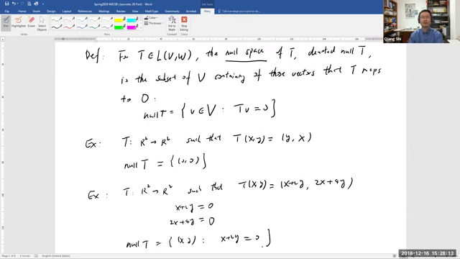And we're not saying this is equal to R2. That's not the case, because this is a straight line, right? Geometrically, this is a straight line in R2. Any point on that line will belong to the null space of this linear map. All right, so that's what we're saying.